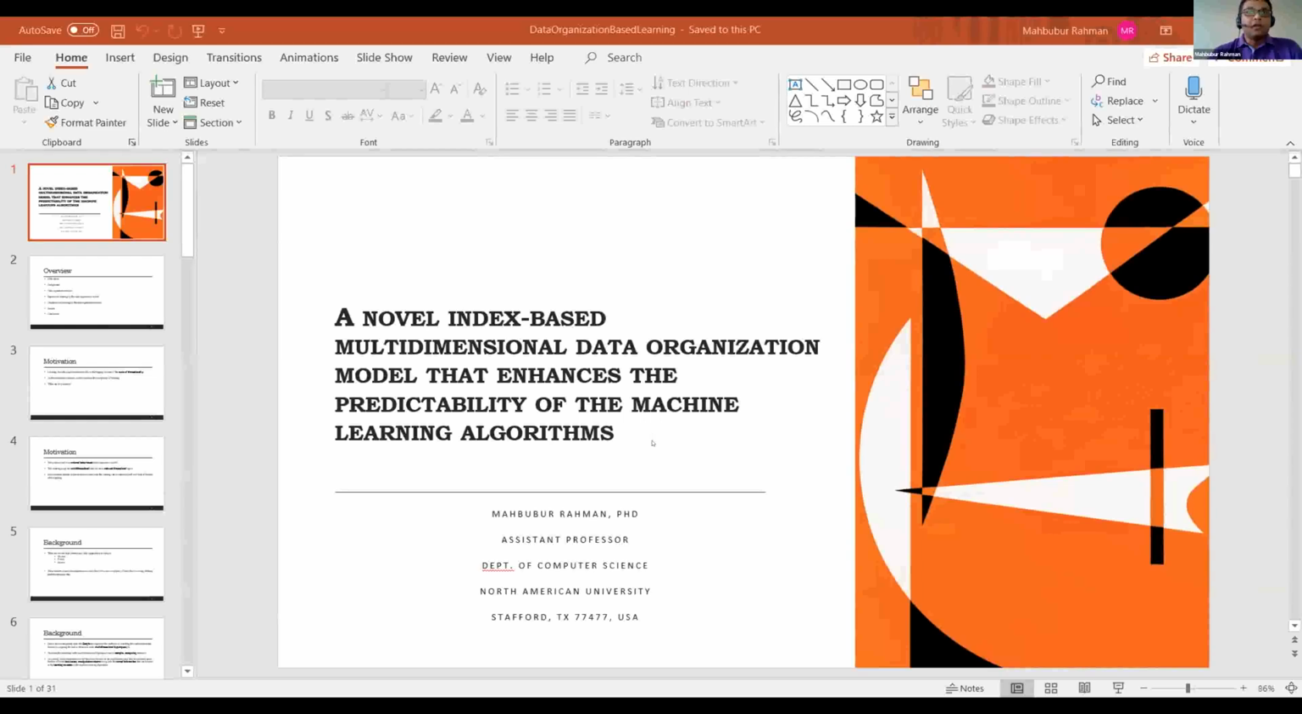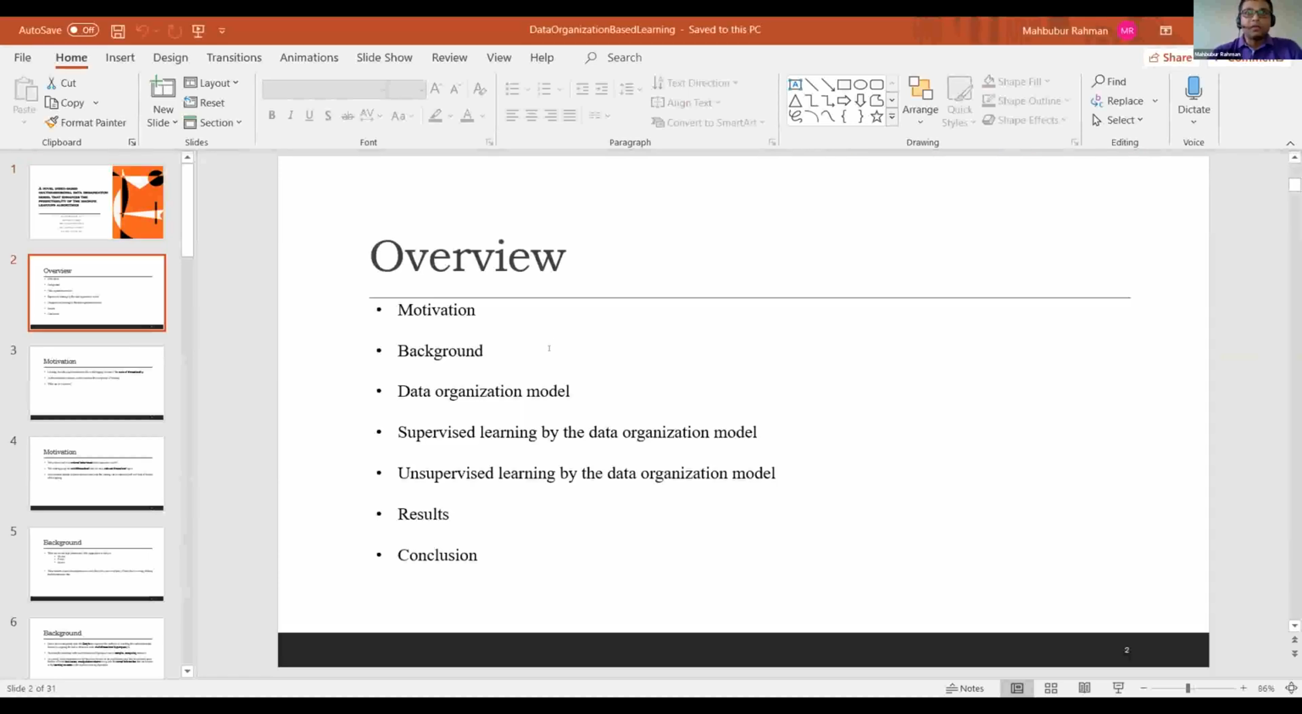Today I'm going to present an interesting topic. The title is a novel index-based multidimensional data organization model that enhances the predictability of the machine learning algorithms. Actually, in this research, I introduced a data organization model that can be used in supervised and unsupervised learning algorithms, and it can also enhance the learning outcome. So this is the overall presentation topic for today.